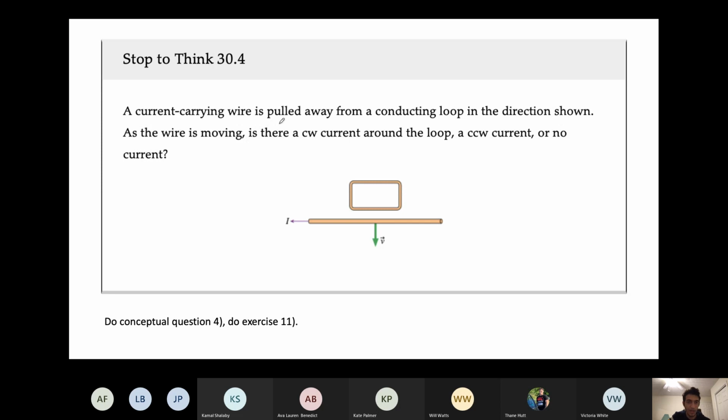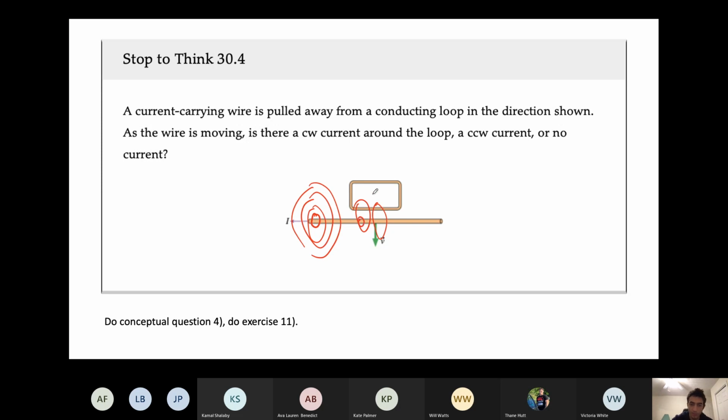So here, if we have a current carrying wire that is pulled away from a conducting loop in the direction shown, as the wire is moving, is there a clockwise current, counterclockwise current, or no current? So simply, if you just draw the magnetic field around this wire, it would be so intense around it, but as we go further, it just decreases. So there would also be a magnetic field in here.